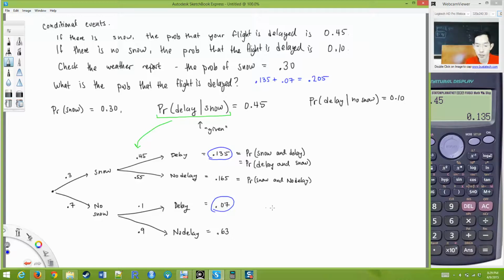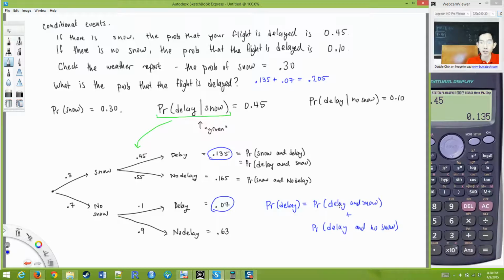And I could write it this way. I could write the probability of a delay is equal to the probability of delay and snow, plus the probability of a delay and no snow. Okay? Here we don't really care about the weather. We just want to know, were we delayed or not? And that's this answer.